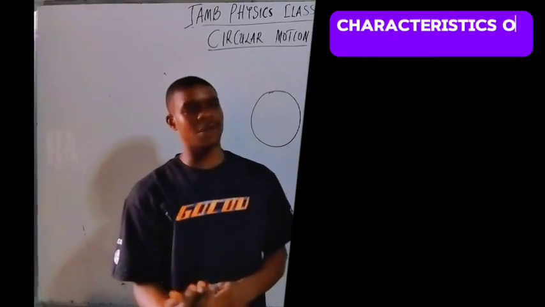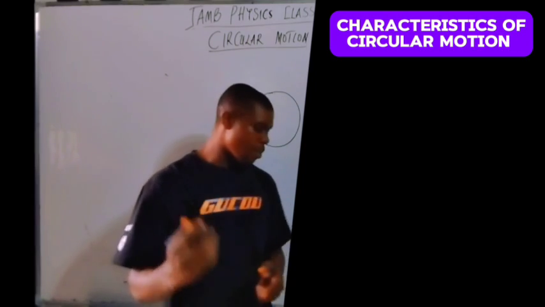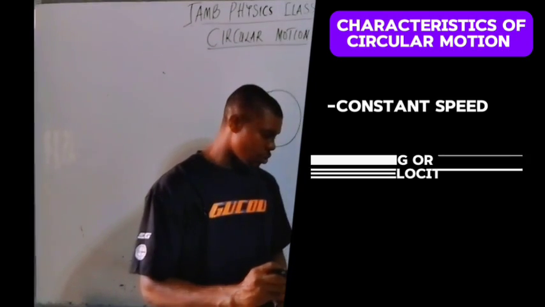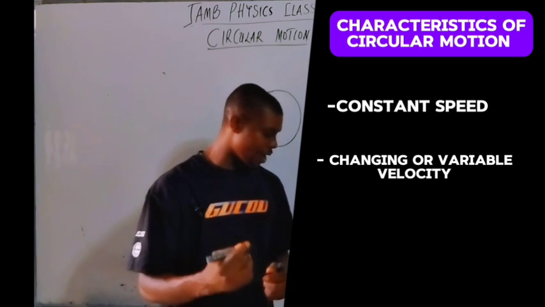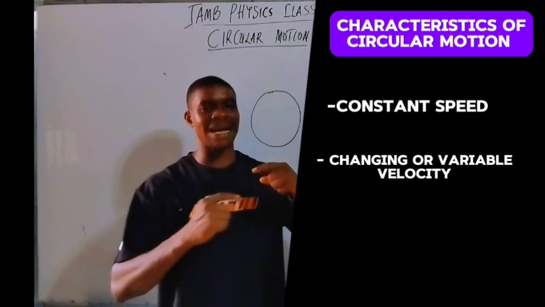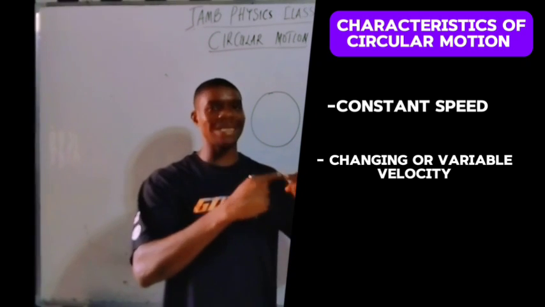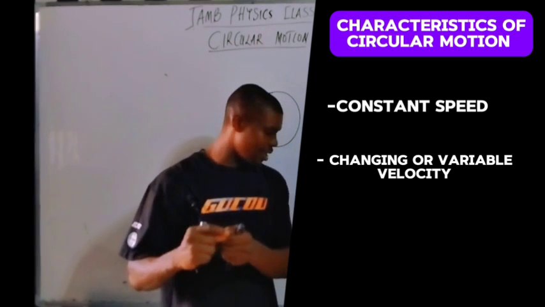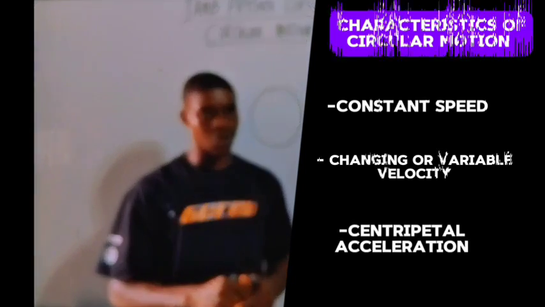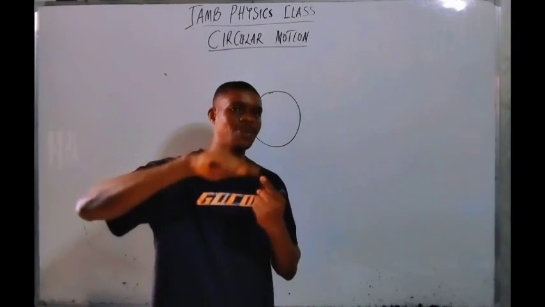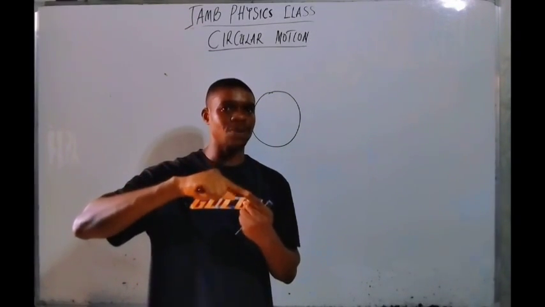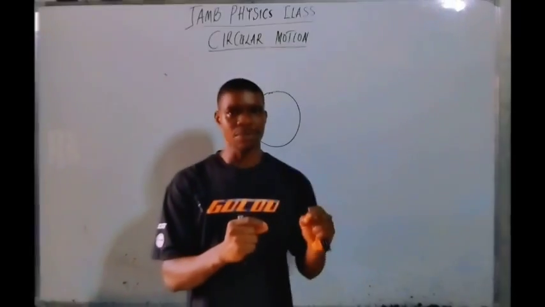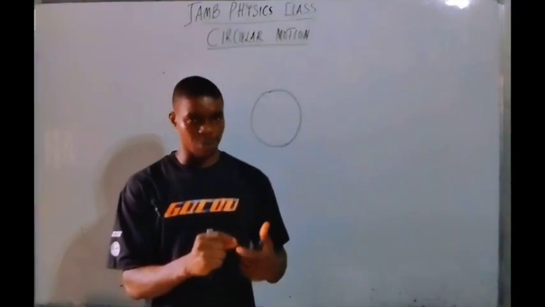So what are the characteristics of circular motion? Number one, they occur at constant speed. Number two, there is a change in velocity, so the velocity is variable. Number three, centripetal acceleration. All circular motion exhibits centripetal acceleration. These are key things you need to understand when it comes to circular motion.